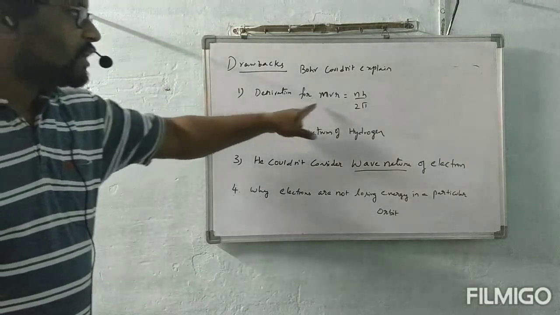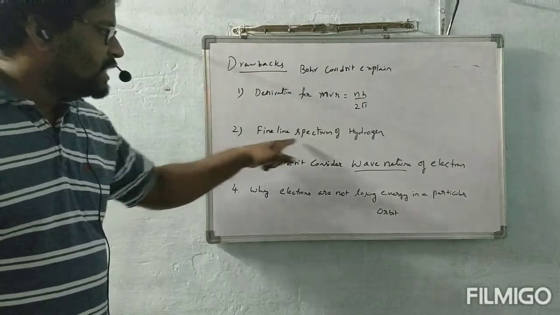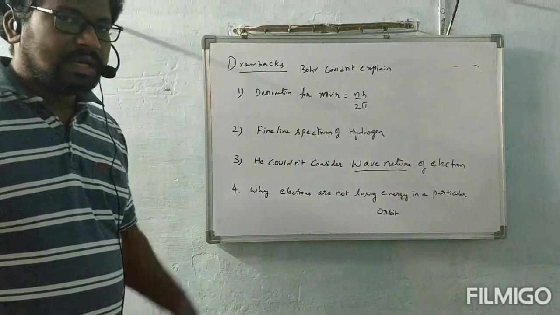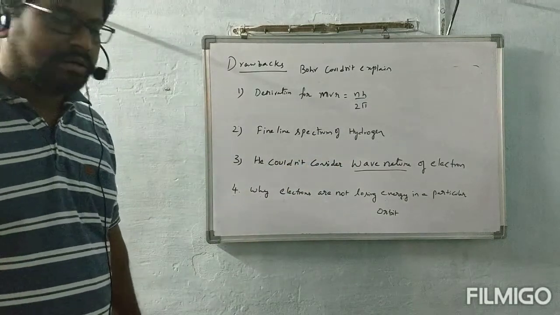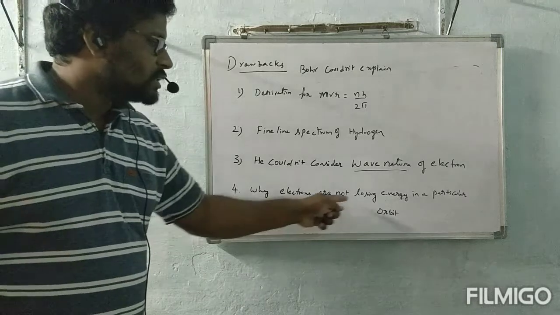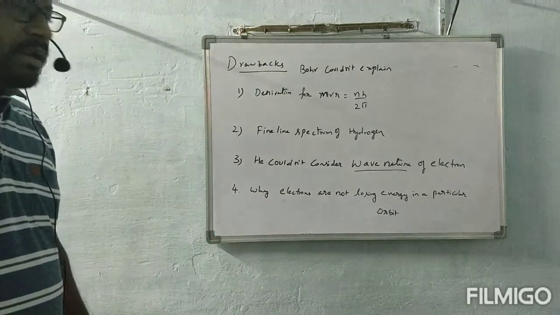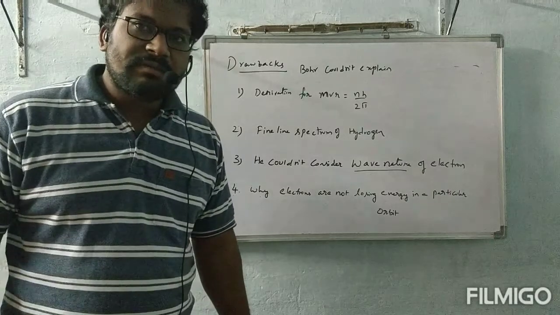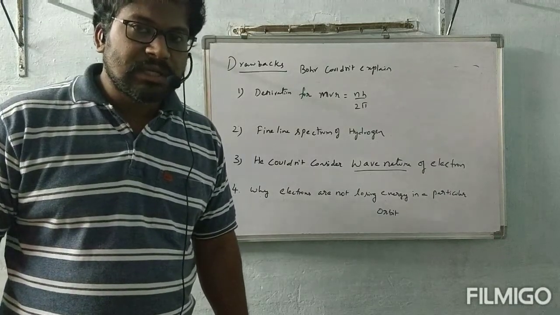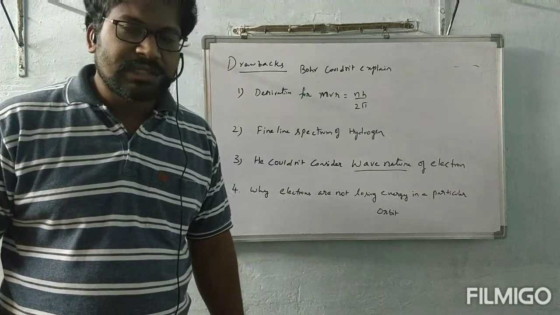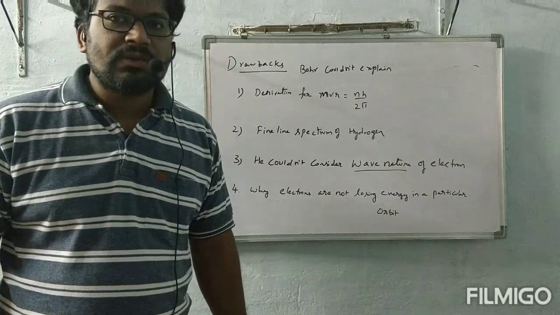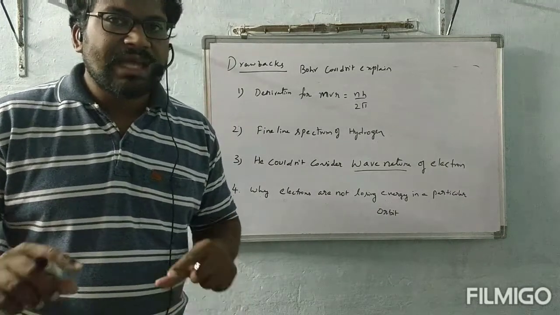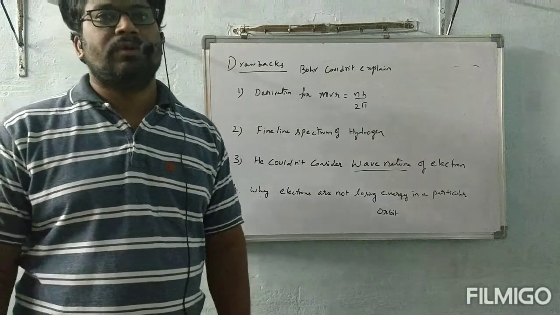See, derivation for MVR is equal to nh by 2 pi. Fine line spectrum of hydrogen. He did not consider wave nature of electron. Fourth point, why electrons are not losing energy in a particular orbit. Actually, he told electrons are revolving around the nucleus in different orbits without losing energy. Those orbits are called stationary orbits. But why are those not losing energy? That explanation was not given by Niels Bohr.